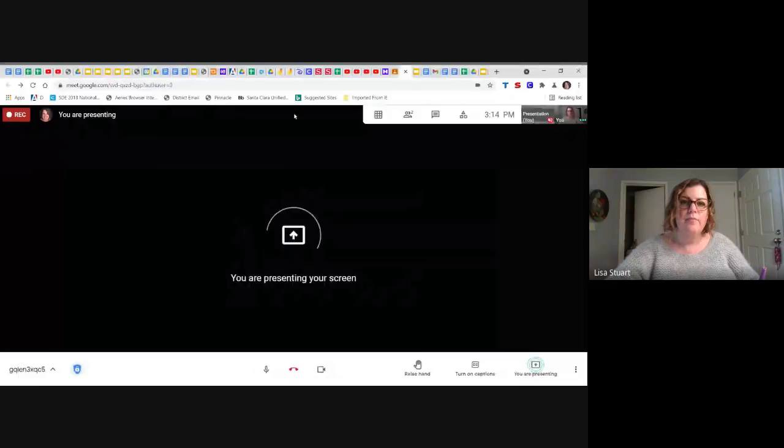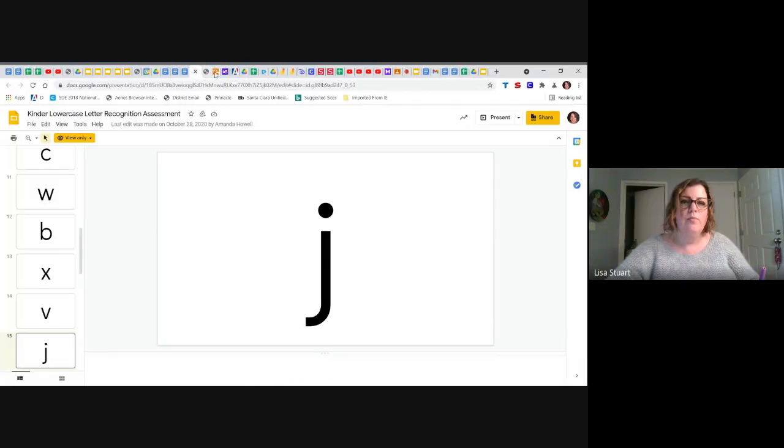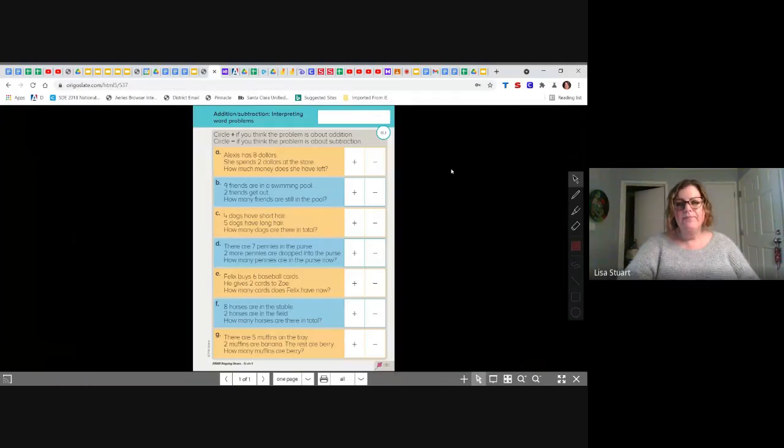And if you're a reader, you're going to see a bunch of words. Here we go. Box A says Alexis has $8. She spends $2 at the store. How much money does she have left? I see a plus sign and a minus sign in the box, and we have to circle which one it is. Now, if we're adding, we're putting things together. If we're subtracting, we're taking something away.